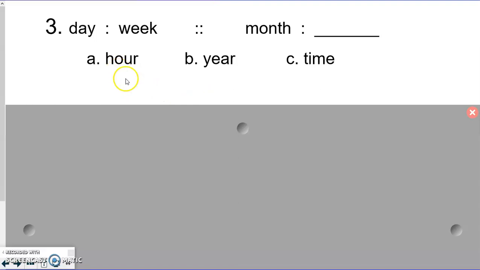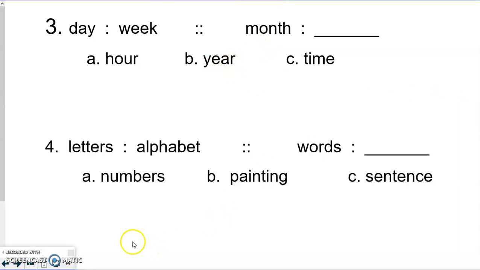show me a 1 for A, or a 2 for B, or a 3 for C. Day is to week as month is to blank. All right, I hope you're showing me a 2 for B, which is the word year, because that's the correct answer. A day is part of a whole week, and a month is part of a whole year. All right, look at this one. Letters is to alphabet. So let's decide if the relationship is whole to parts or parts to whole.